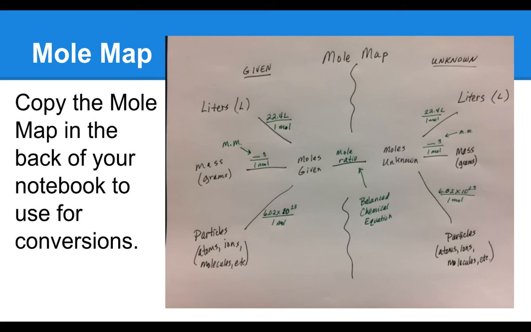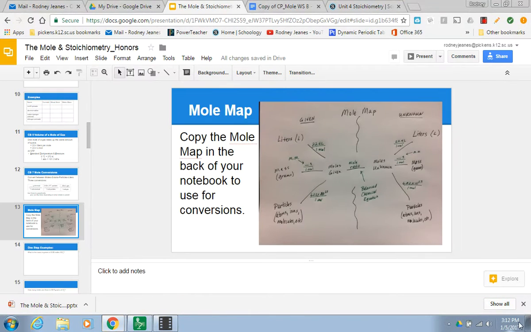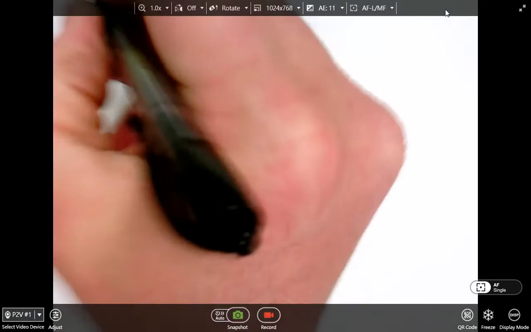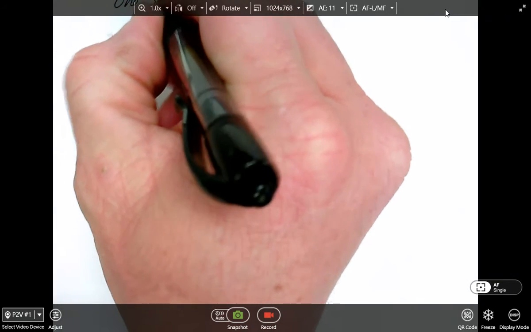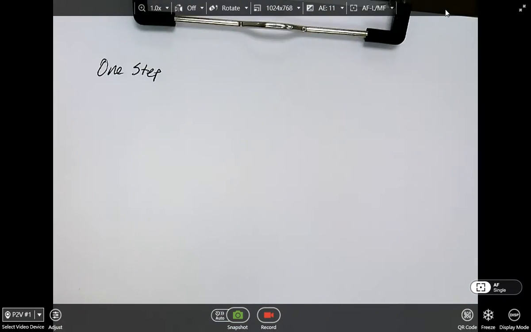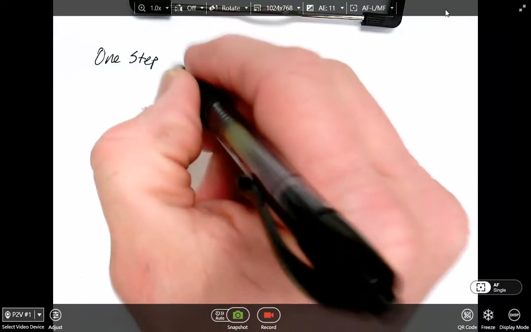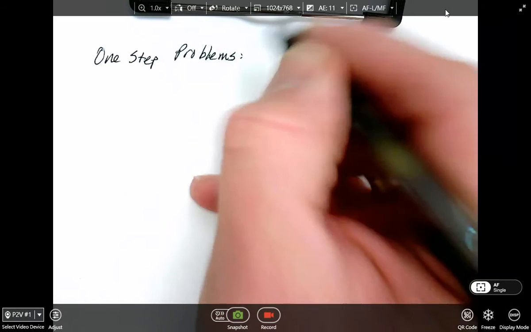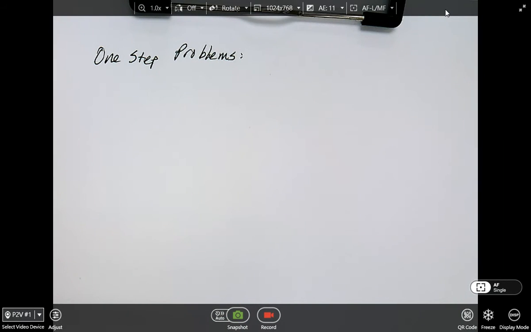So let's flip over into our notebook and let's do a few examples. All right, so we've got the paper here, and these first ones that we're going to do are all going to be one-step conversions. At the top of your paper, write down one-step problems so you can see it. We're going to do several examples of these. And again, pause the video as needed. If I'm going too fast for you, rewind it and look at it again, whatever you need to do.